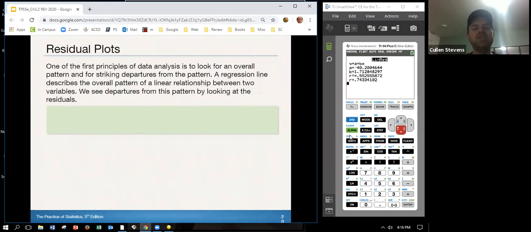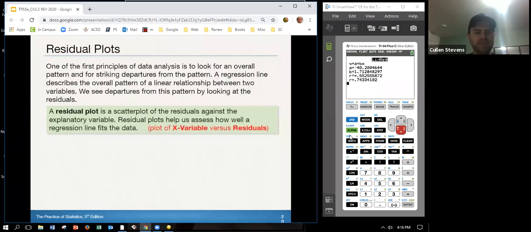So we can see the parts of that by looking at residuals. So what we can do is we can do what's called a residual plot. And a residual plot is a scatter plot of residuals against the explanatory variable. So residual plots help us assess how well a regression line fits the data. So we basically plot the x variable in the x's and the residuals in the y to try and see what we have. Let's take a picture of this.